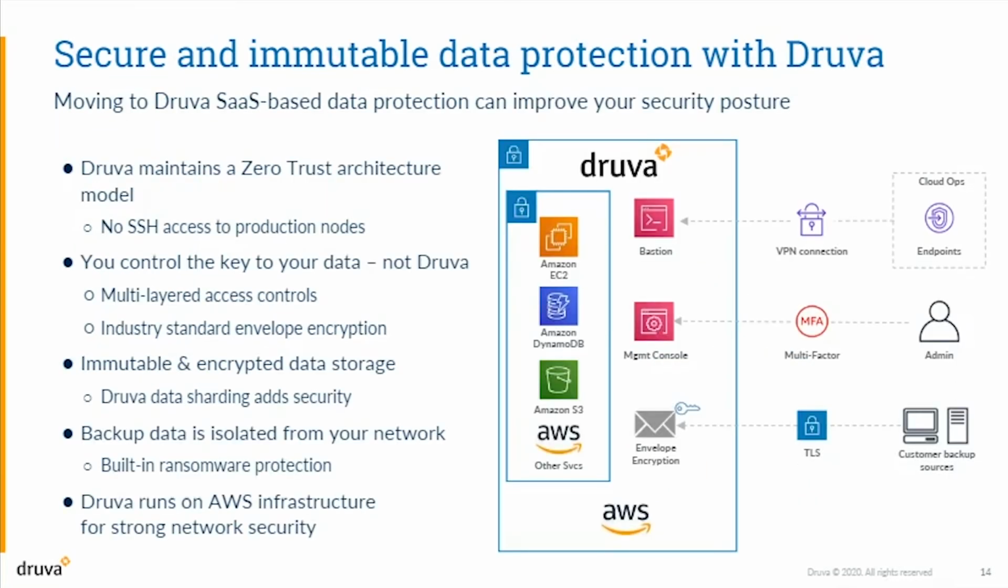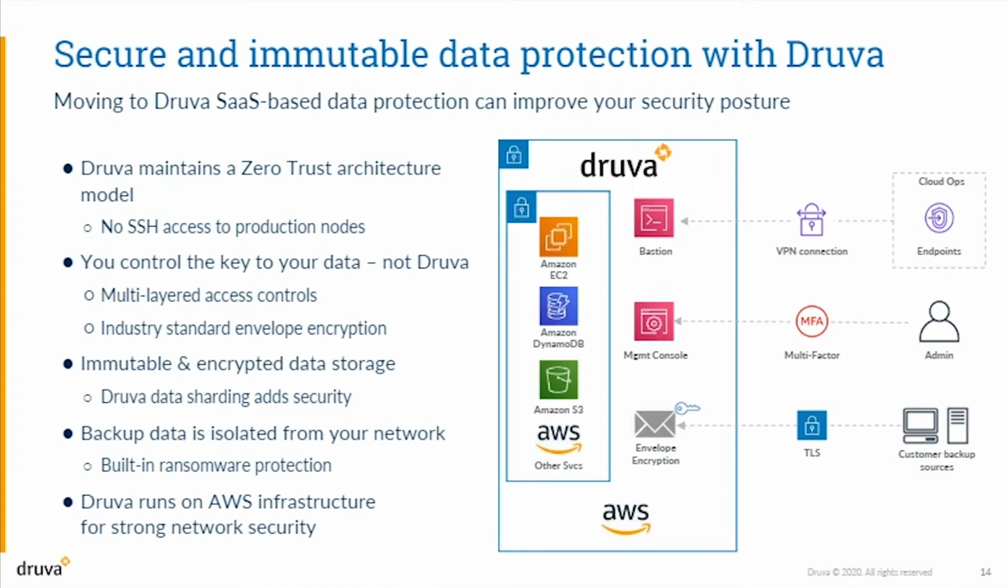So security is a key piece, and one of the reasons we're here and I'm talking to you today. And it's important to look at security at several levels. Moving to Druva for many customers has really improved their security posture. But there are some common questions that some customers ask. So first, it's important to know that Druva itself maintains a zero trust architecture model, and that means there's no way for anyone to access production mode nodes over SSH.